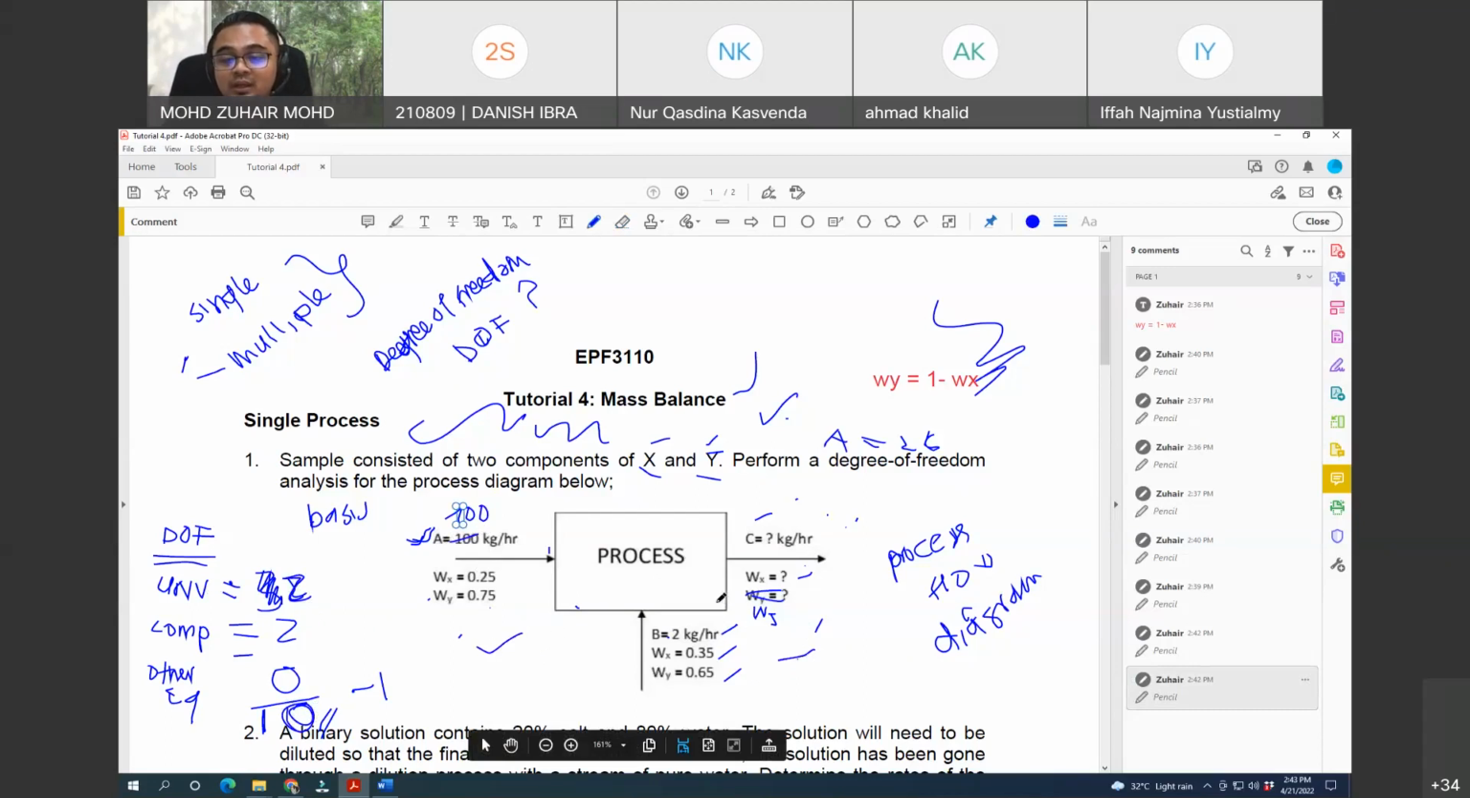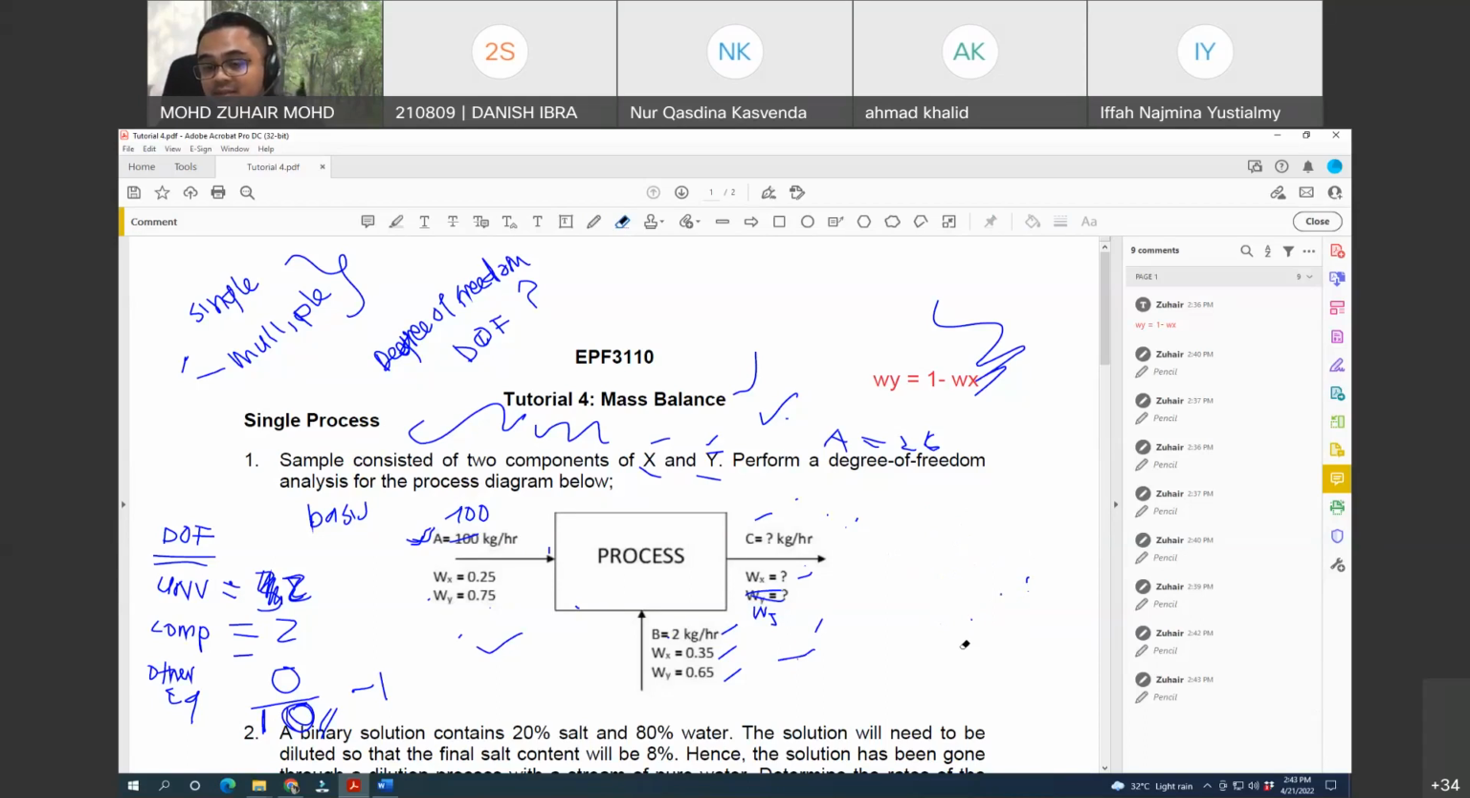For this one, the question did not ask us to solve the mass balance, so let's just do the second question, because I think it's also similar. Okay, but be clear about the degree of freedom analysis and when to use it.